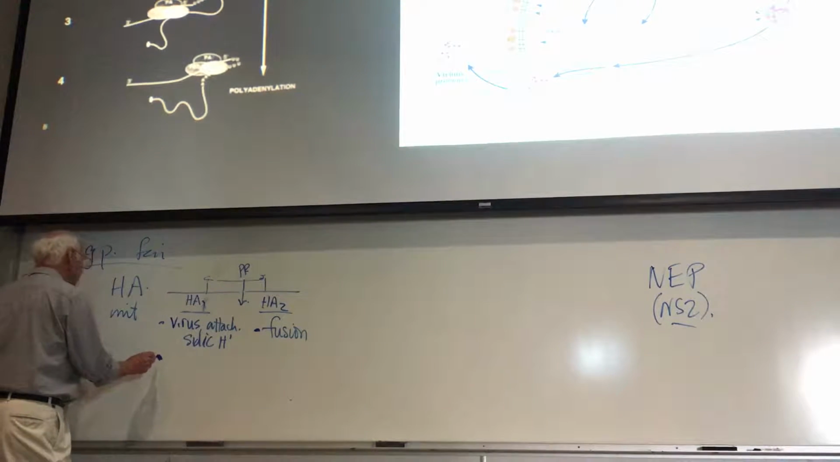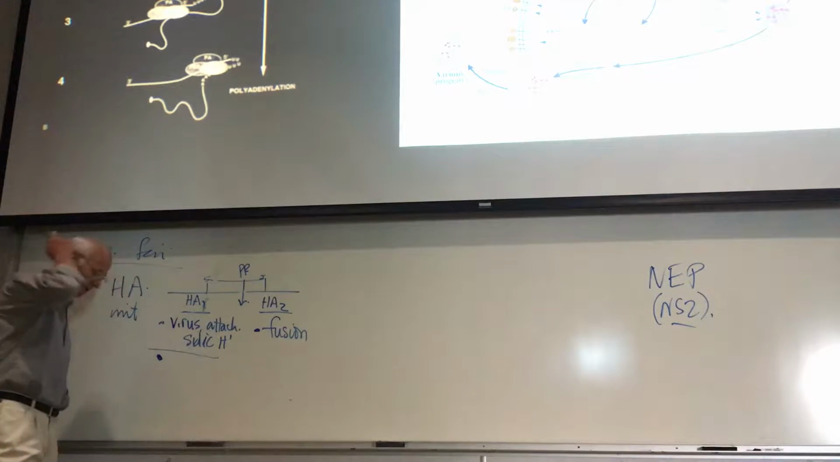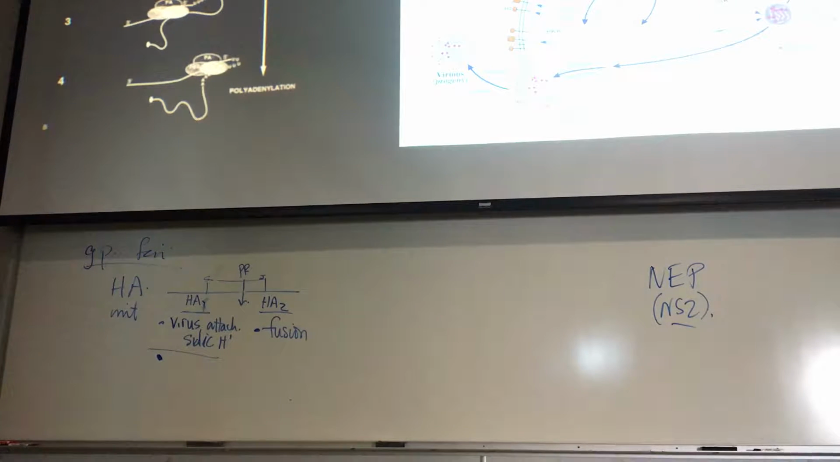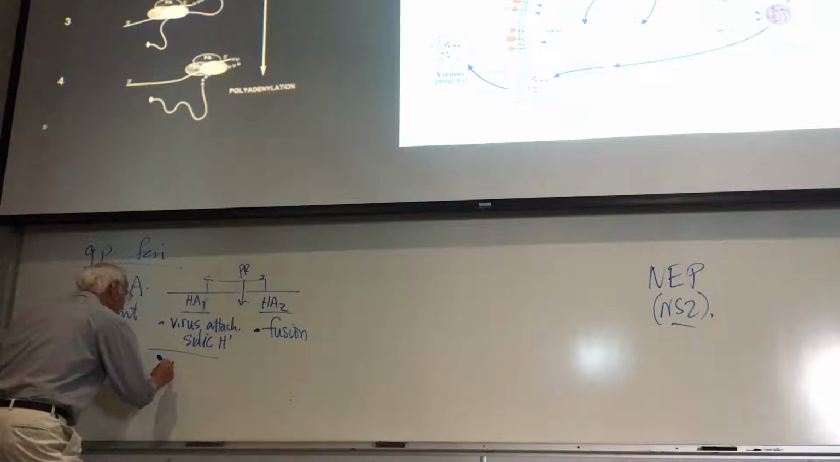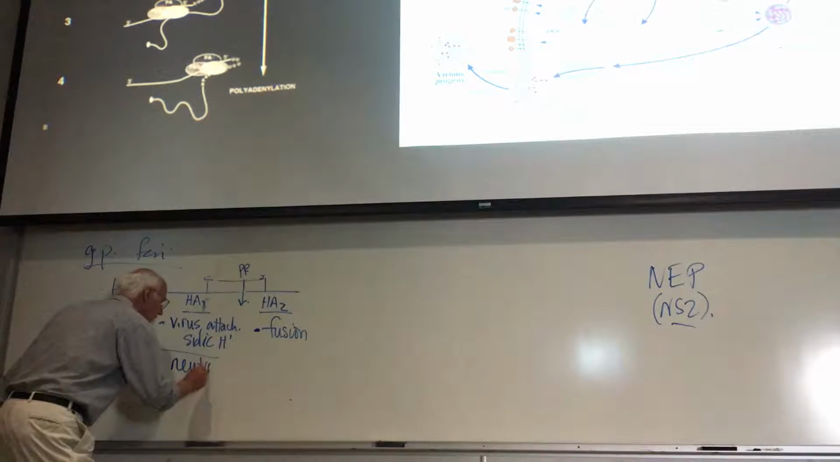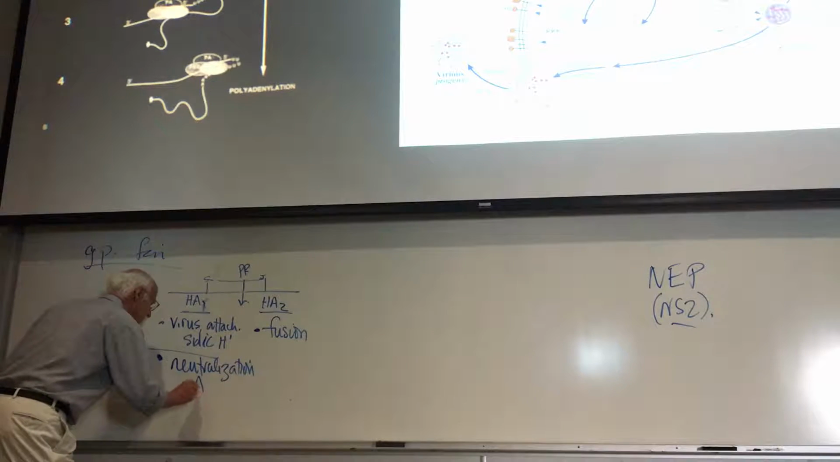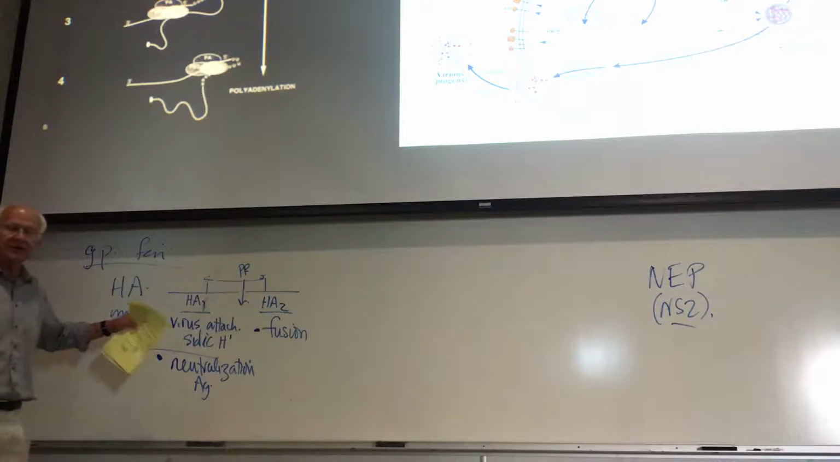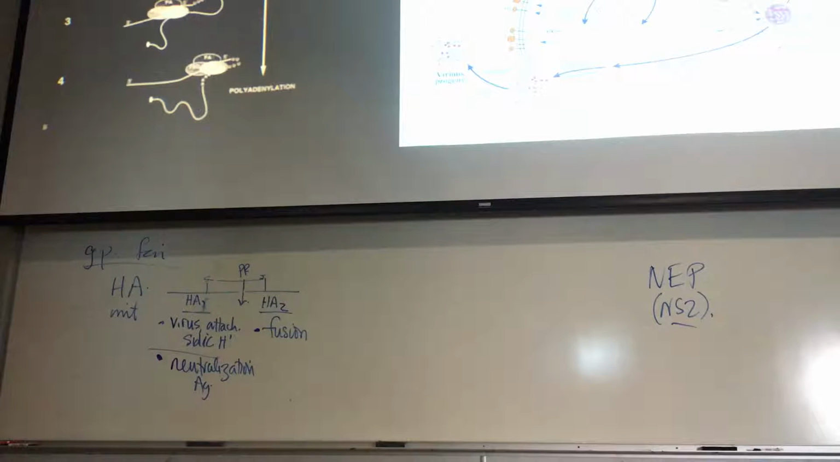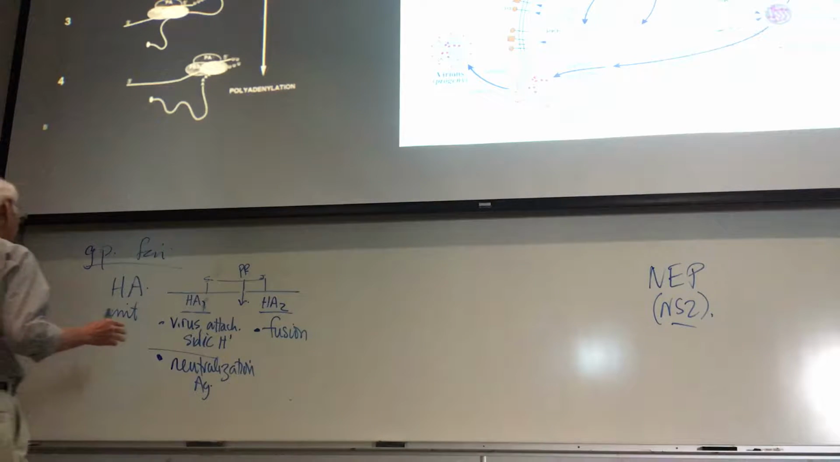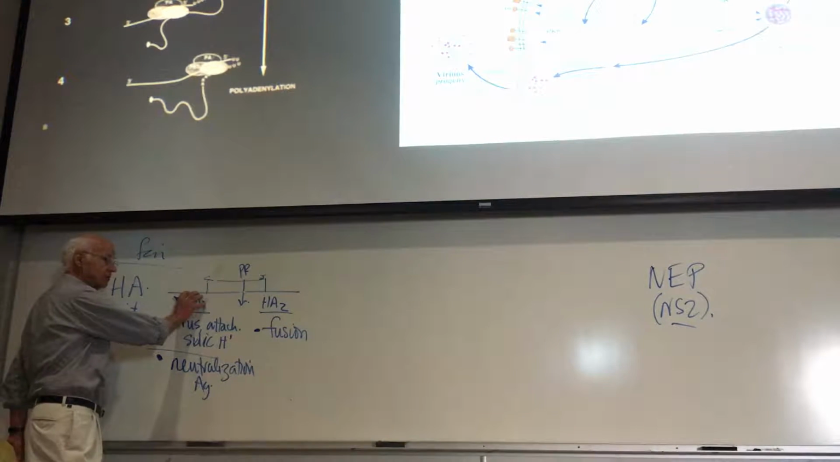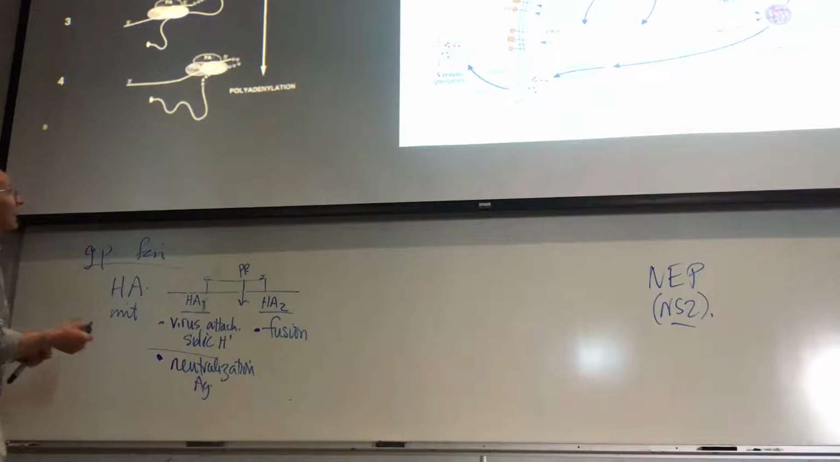The other function of the hemagglutinin is that it's the key neutralization antigen that we'll return to in a few minutes in consideration of vaccines. But antibodies that neutralize infectivity to a large extent target this region of HA, so it prevents the interaction with the sialic acid.